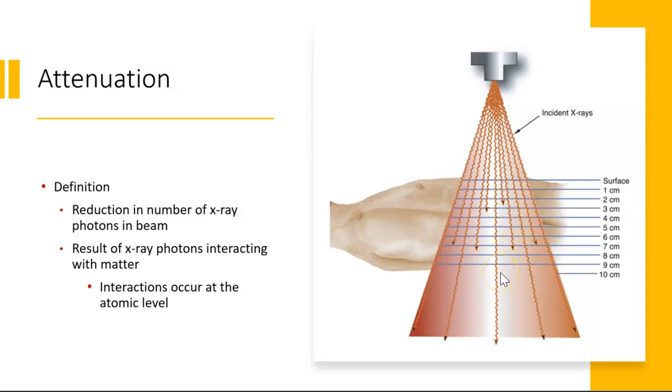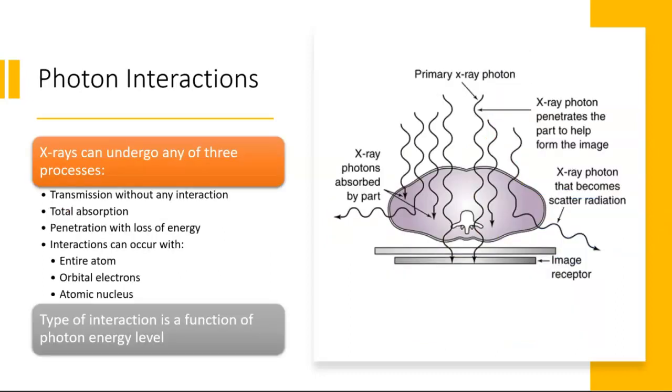It results from X-ray photons interacting with matter. So the interactions occur at the atomic level, okay? We're going to talk about what those interactions are and what happens with each interaction. So photons can undergo three different processes. They can transmit without any interaction.